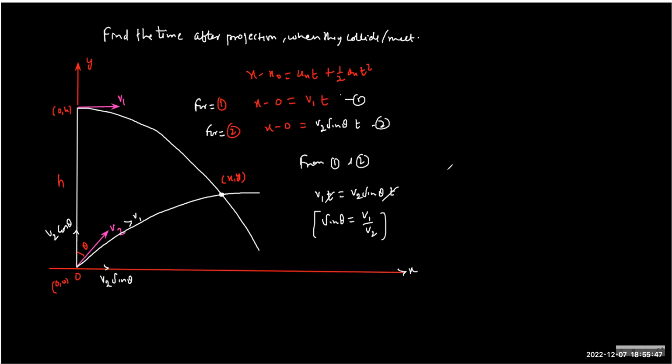So where did that half a t square go? Okay, because there is no acceleration in the x direction, in any projectile motion, gravity will act like this. Yes. So what is the acceleration component in the x direction? 0. So the term becomes 0, yes. But in the y direction it will be present. So what is the y coordinate of the first particle? H. So y minus h equals, what is uy?